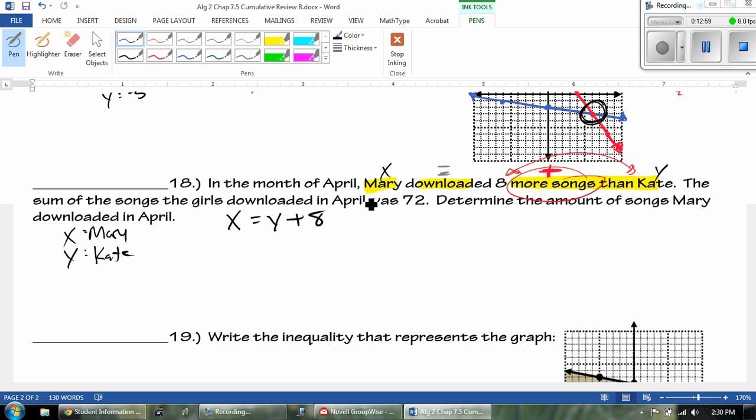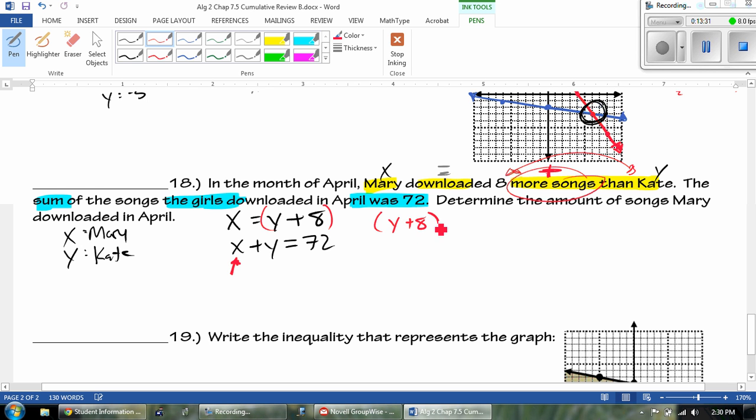Okay, now the sum of the girls, so sum of the girls was 72. So if I take the two girls, that's X plus Y, their sum, that's where the addition comes from, that's our equals 72. Okay, and now this is set up for substitution. My X is all by itself. That's where I'm going to plug into. So I have y plus 8 plus y equals 72. I plugged into that equation.